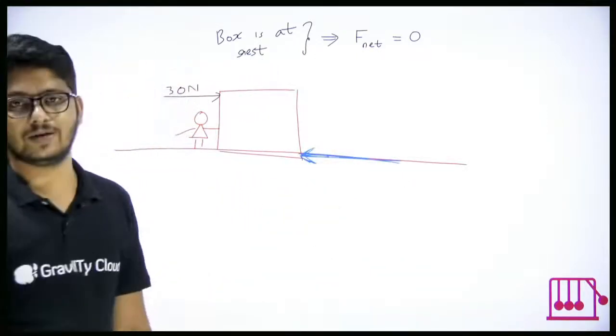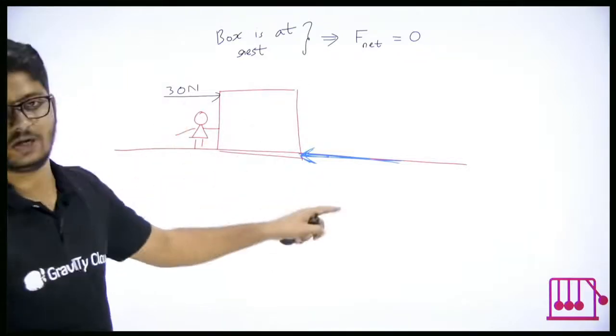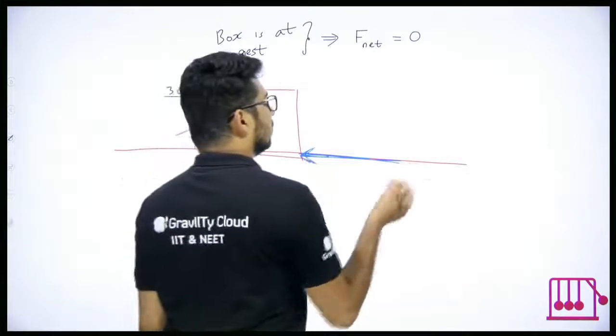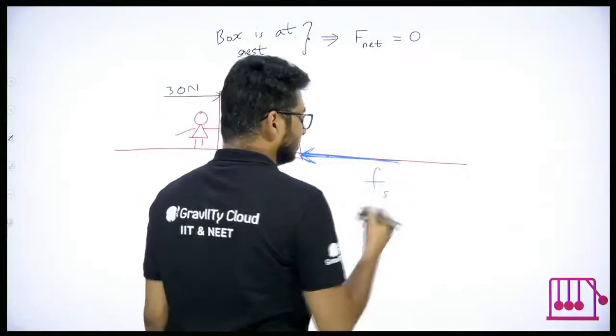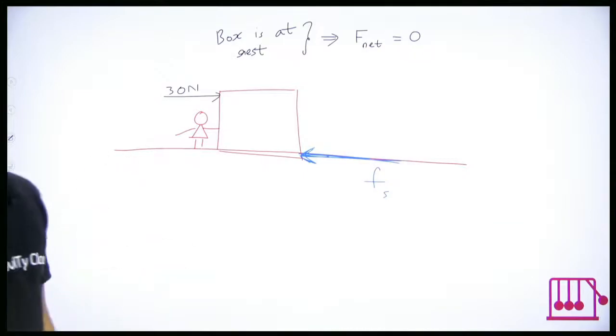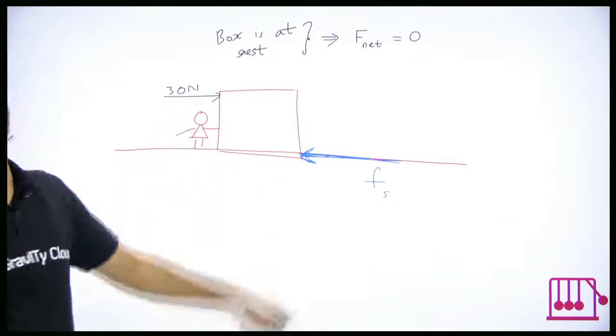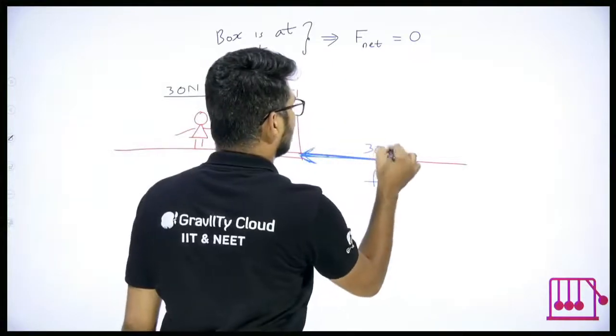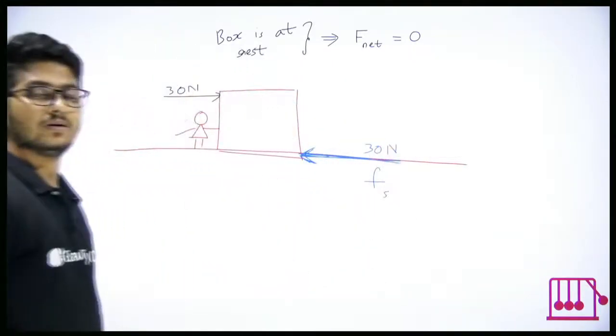Obviously, for net force to become 0, it should be opposite to this. 13 Newton is towards right. This force, which is static friction, will be towards left, in the opposite direction. And for them to cancel out, the magnitude should be equal. That means this also will be 13 Newton.